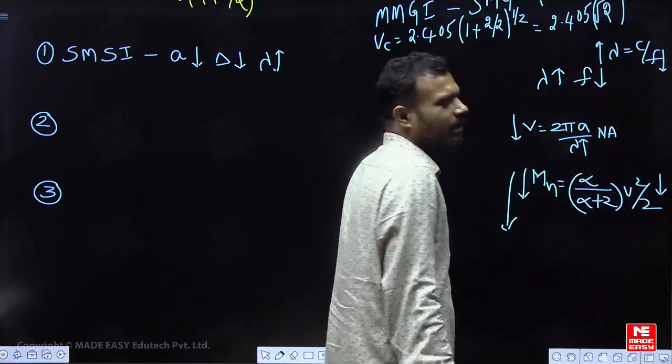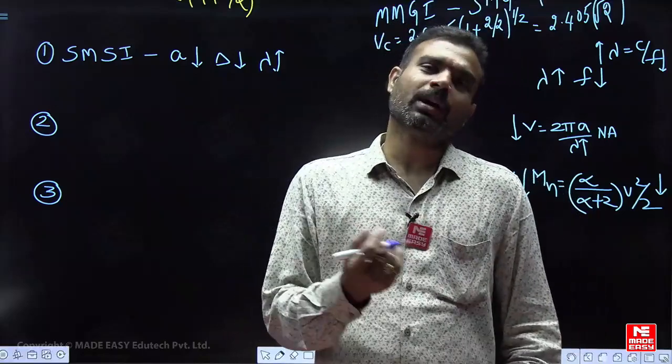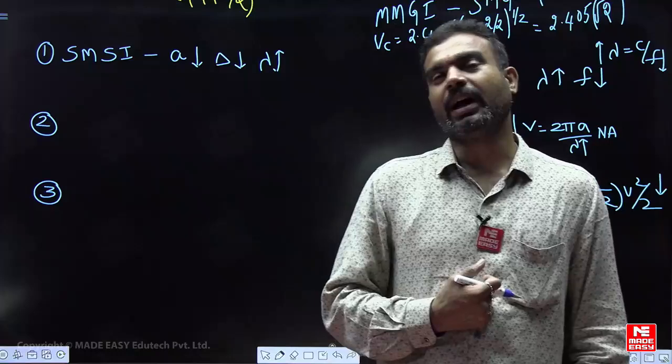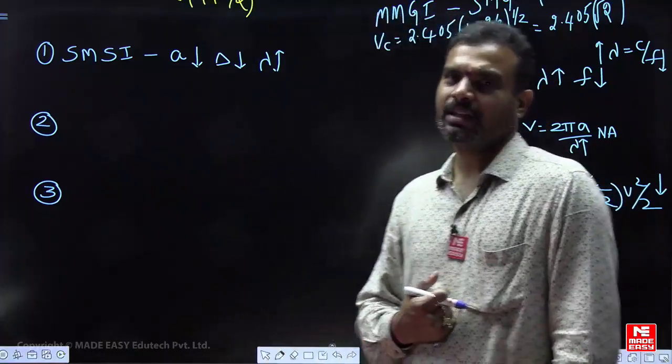Less frequency in optical communication means it is 10 power 12 hertz. 10 power 12 hertz means it is at IR. That's why optical communication is using the IR region, infrared region. Repeating once again, please see here.